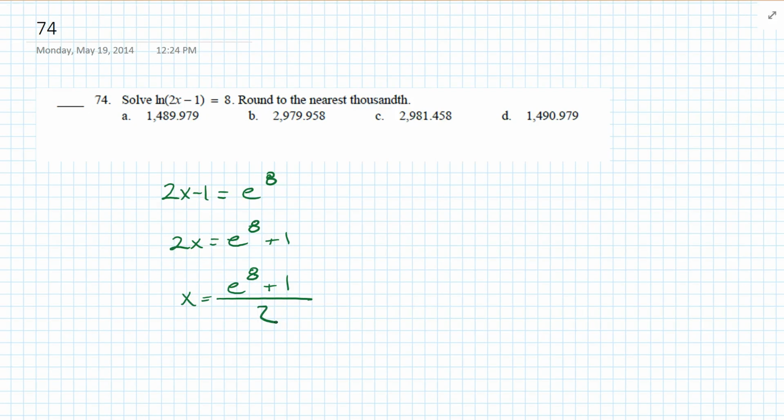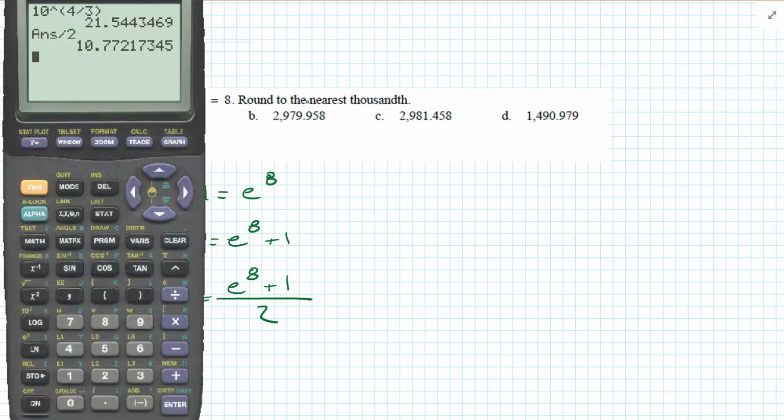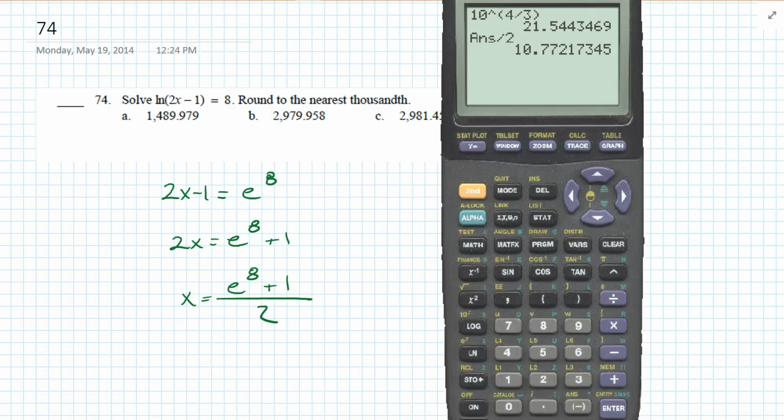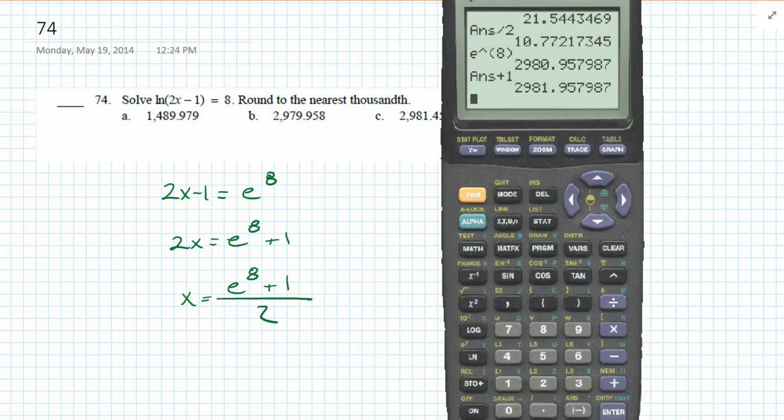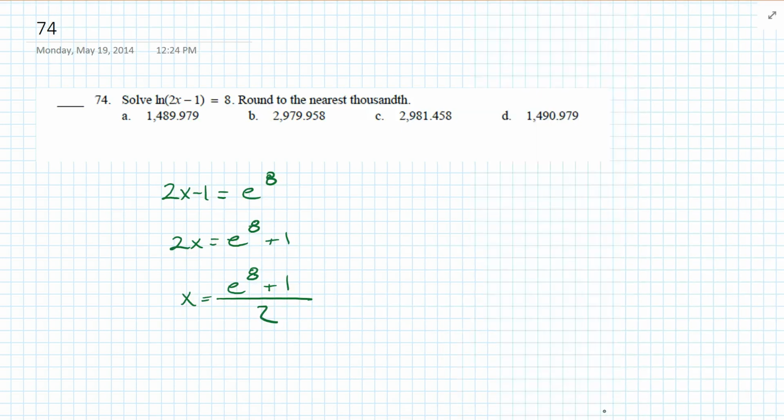So get our handy dandy calculator out. We've got e to the 8th, enter, plus 1, enter, divided by 2, enter. I got 1490.979. Answer's D.